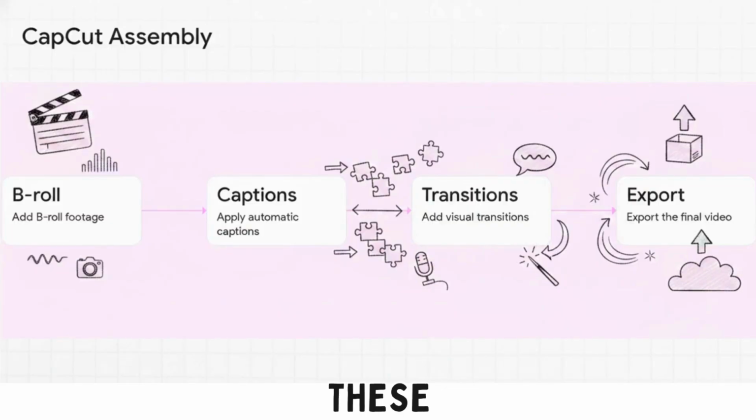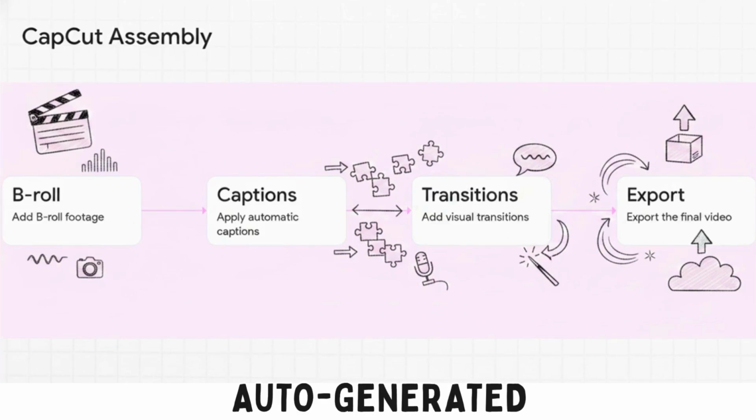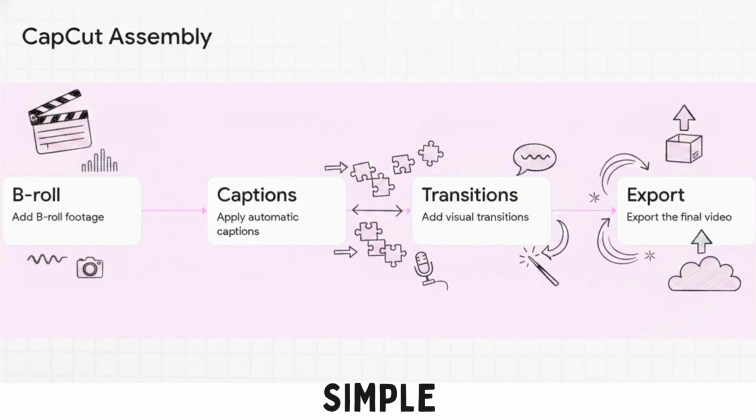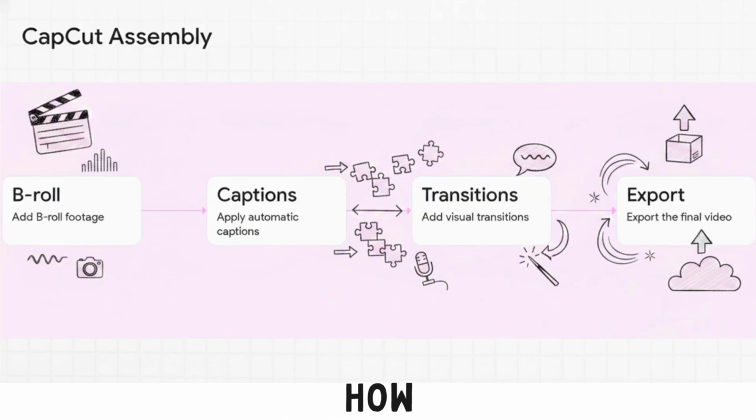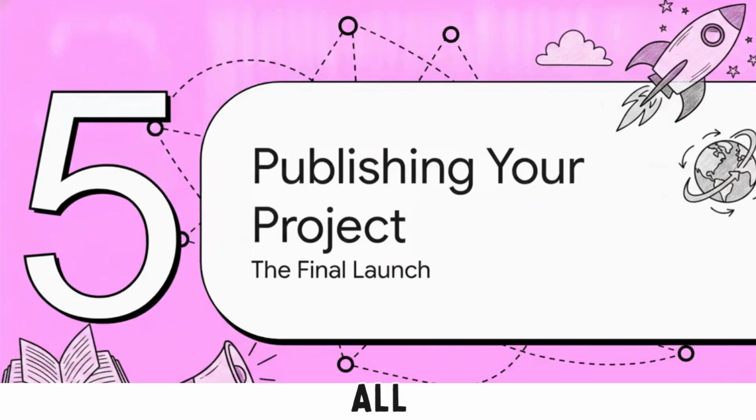Finally, you bring all these generated assets together in CapCut. And this assembly process, it's incredibly straightforward. You just drop in your audio and some B-roll, you apply auto-generated captions, add some simple visual transitions, and hit export. You've literally just edited a complete project simply by snapping AI-generated puzzle pieces together. How cool is that? All right, part five, publishing your project. Time for the final launch.